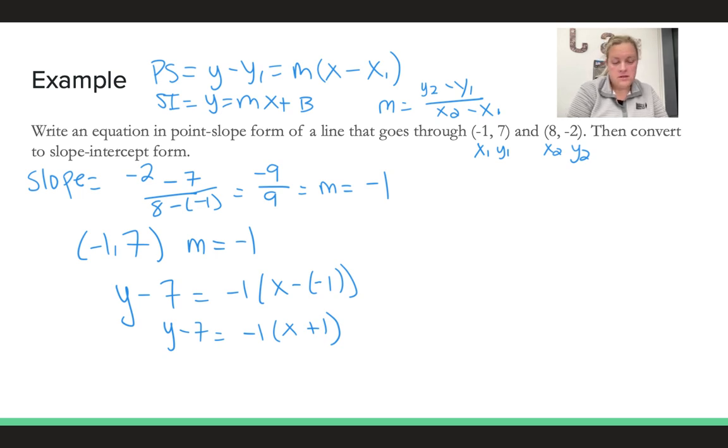Now, if that was all the directions said, we would be done. But the directions say then convert it to slope-intercept form. So this is where we need to distribute and isolate. And I'm going to do this in a different color so that you can see that I am taking that form and making it something different.